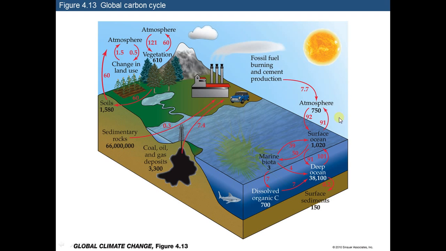For example, carbon is exchanged between the atmosphere and the surface ocean, part of the hydrosphere. Carbon is exchanged between the biosphere and the atmosphere. Carbon is exchanged between the geosphere and the atmosphere. Okay.